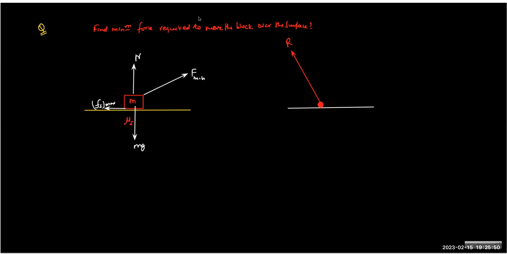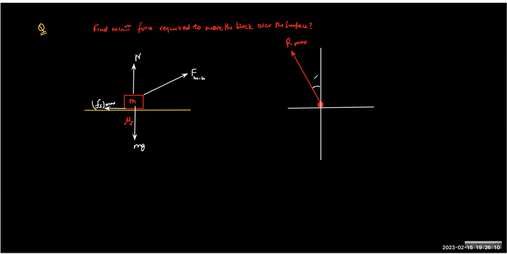Because Fs is maximum, R is also going to be maximum. So this is basically R max. Do you realize this? Because when F is maximum, the R becomes maximum. Yes or no? Maybe not. Don't realize this.